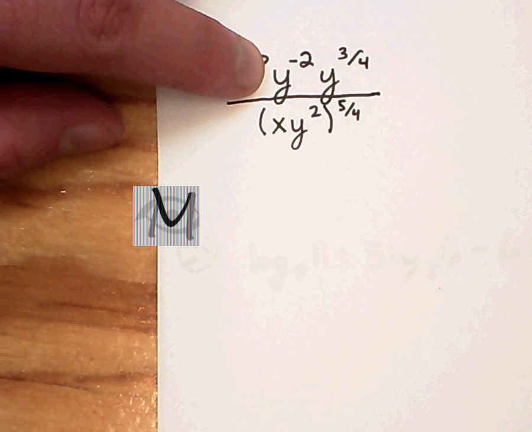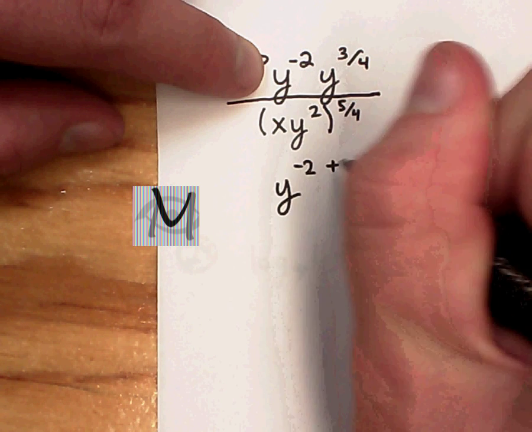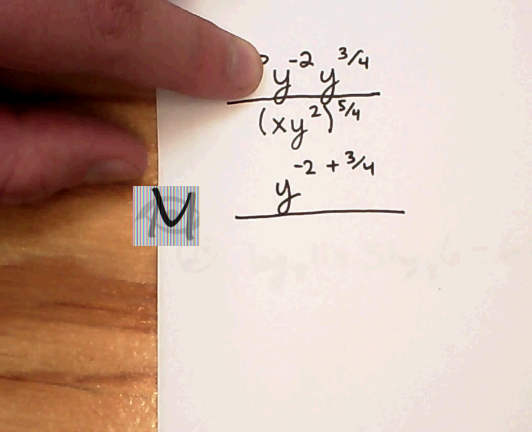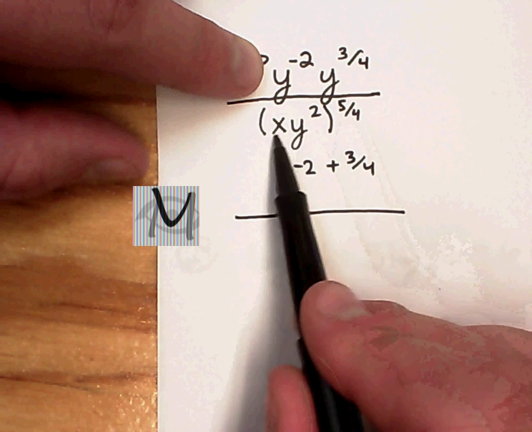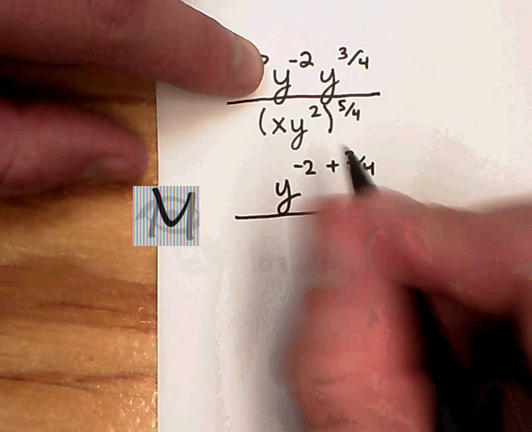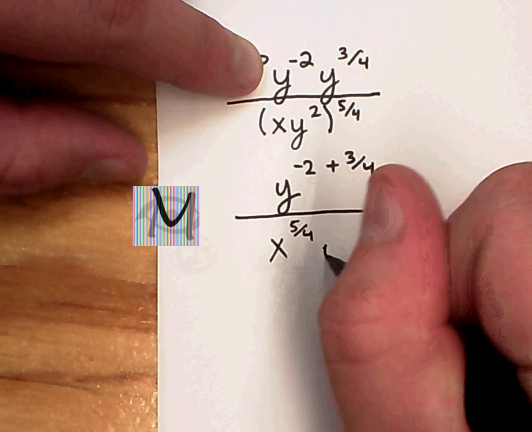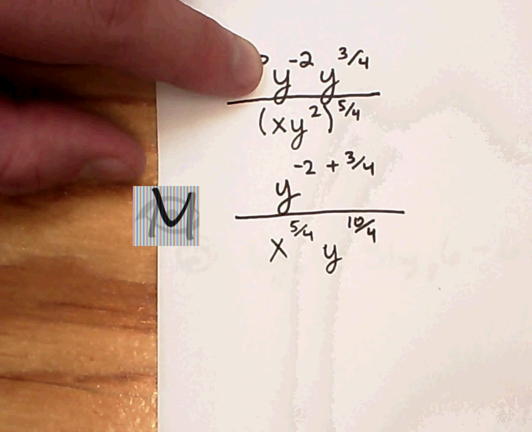So let's simplify the top. If I'm multiplying the base numbers, which are y, we're going to add the exponents. So that's y to the negative 2 plus 3/4 at the top. At the bottom, I'm going to distribute this 5/4 to the x and to the y. So that's x to the 5/4 power, y to the 2 times 5 is 10, so 10/4 power.